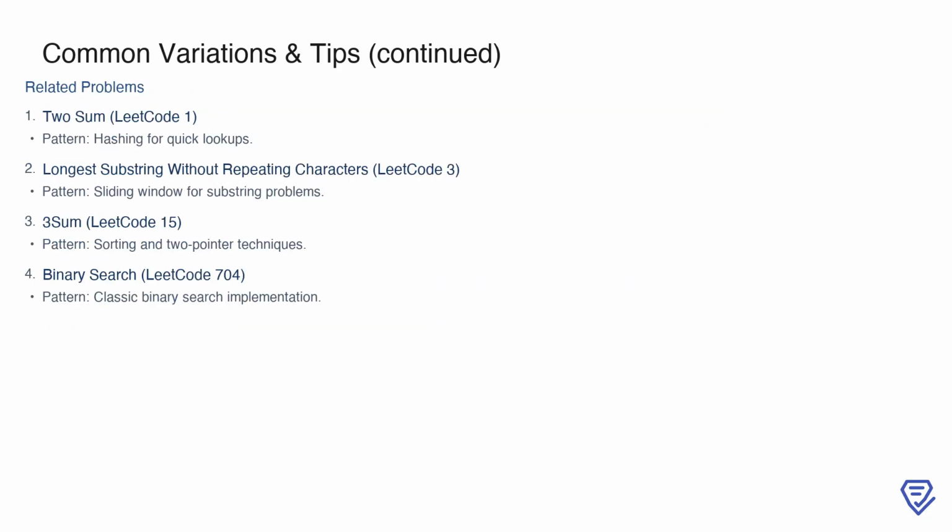Now, let's look at some related problems that share similar patterns, which can help you recognize strategies to apply. For instance, the two-sum problem, which is LeetCode 1, typically uses hashing for quick lookups, making it a great example of leveraging hash maps to optimize time complexity.